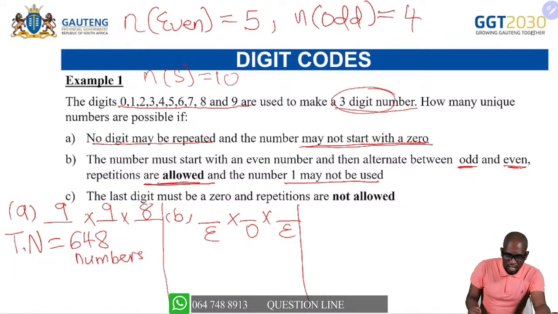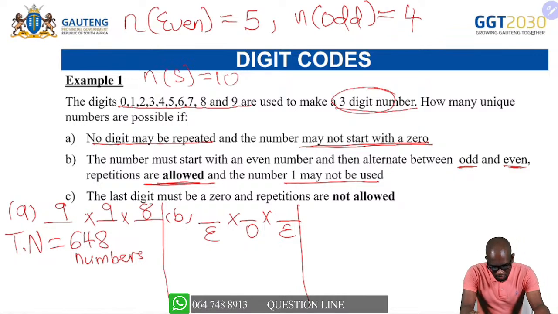So if it alternates between odd and even, let me start with odd because they said it alternates between odd and even. So if I start with odd, then even, then odd. Then how many odd digits do I have? I have 4 odd digits. So I have 4 options of filling the first position. Now when it comes to the even digits, I have 5 of them. So it means that I'll have 5 options of filling the second position.